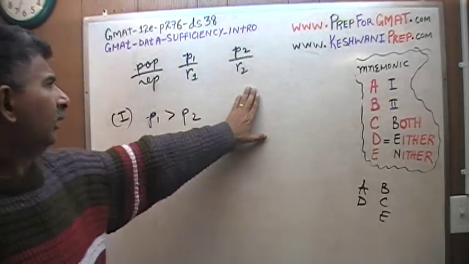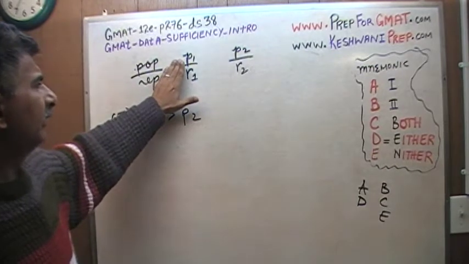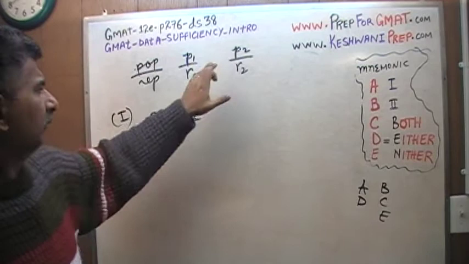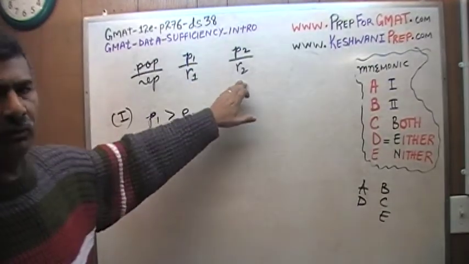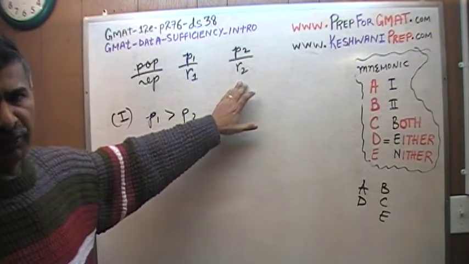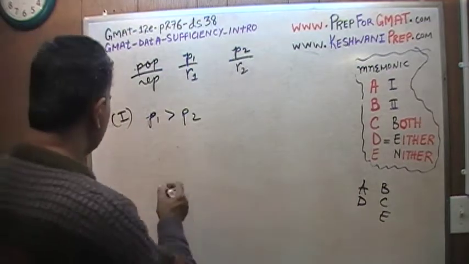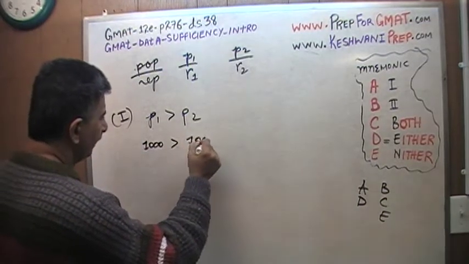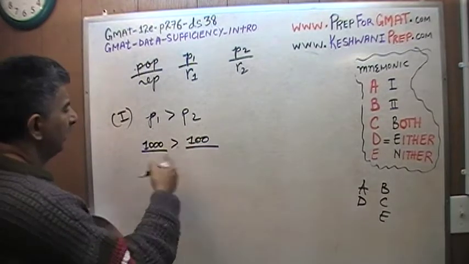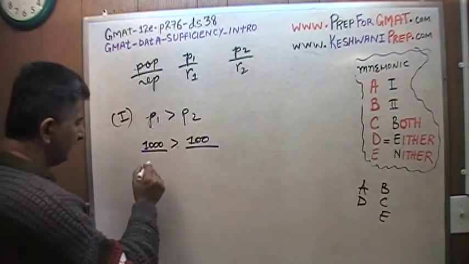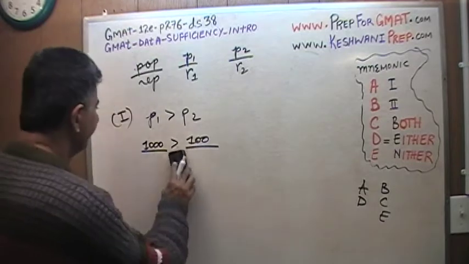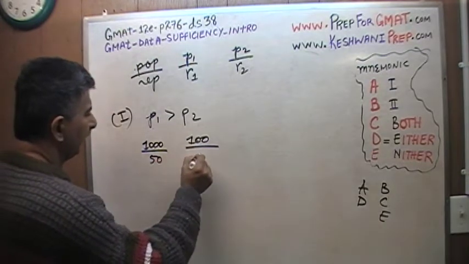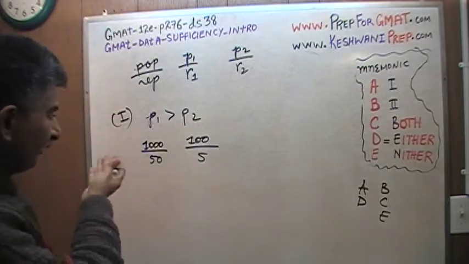Of course not. All you have told me is that this numerator is greater than this numerator. But without having any knowledge of R1 and R2, we cannot ascertain which ratio is greater. For example, 1000 is greater than 100, but we know nothing about R1 and R2. If R1, I should have put this here. For example, if R1 is 50 and R2 is 5, then these ratios are equal.